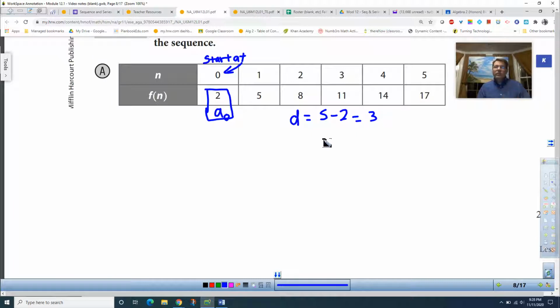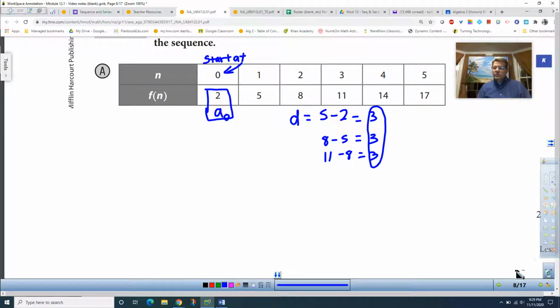Let's check it out. 8 minus 5, still 3. 11 minus 8, still 3. What we have here is called a common difference. And what are the two things you need? You need to know where you start and what you're going to do, the pattern. So we're adding 3. We start counting at 0 with A equals 2, and we go by adding 3s.